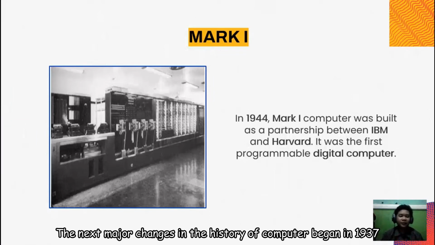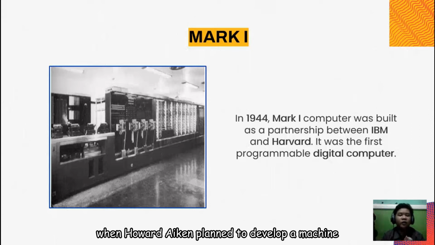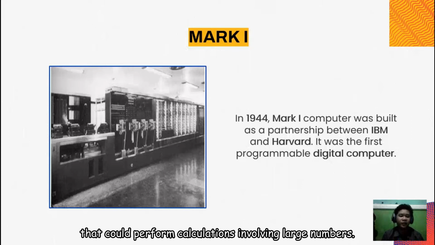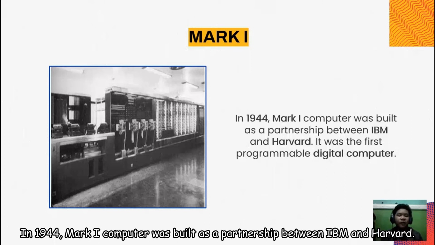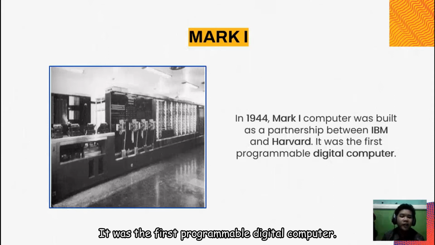The next major change in the history of computers began in 1937 when Howard Aiken planned to develop a machine that could perform calculations involving large numbers. In 1944, the Mark 1 computer was built as a partnership between IBM and Harvard. It was the first programmable digital computer.